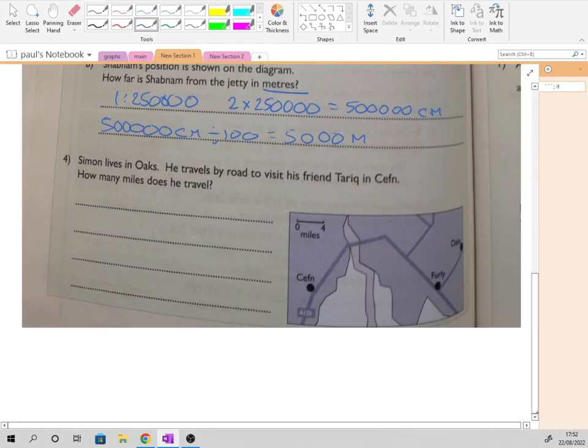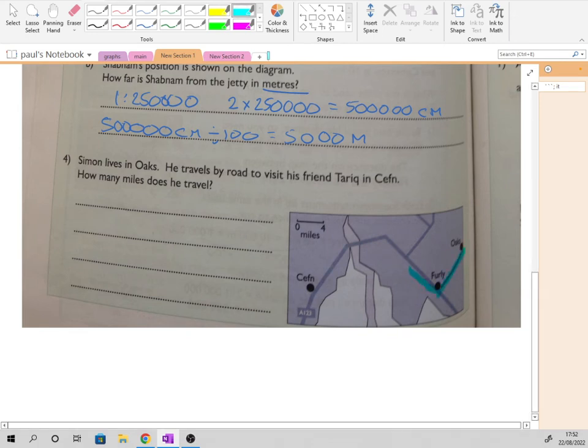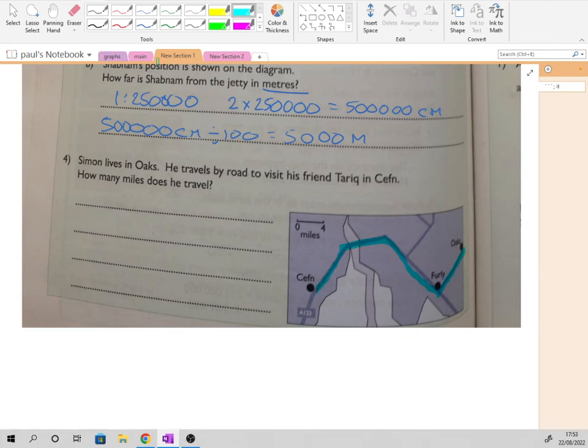Okay, Simon lives in Oaks, doesn't he? Just there's Oaks. He travels by road to visit his friend Tarek in Severn. How many miles does he travel? Right, so he's going there, there, there, there. So what we need to do there, we know that that is 4 miles. So you need to get your ruler and measure this. This is 1 centimeter, yeah? From there to there, I've measured that as 1 centimeter.